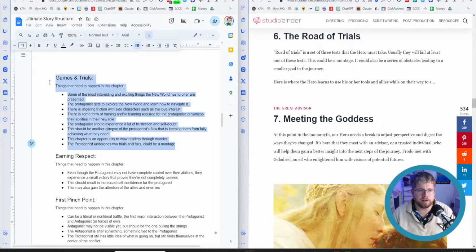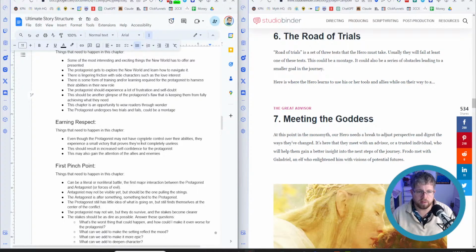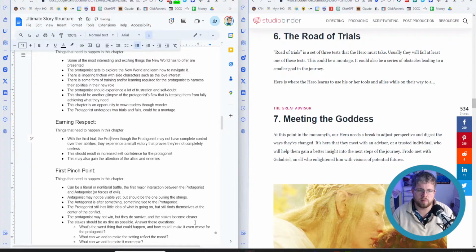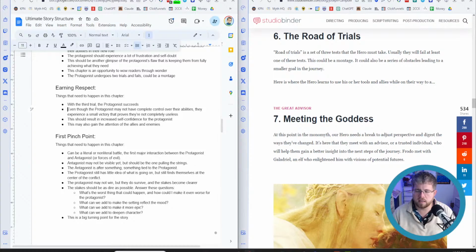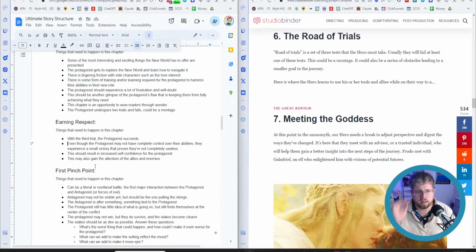Yeah, I think this could maybe be 2 chapters, this games and trials, where one chapter is one trial and the second chapter is the second trial, failing both times, and you also get some of this other stuff sprinkled throughout the 2 chapters. But then with the third trial, the protagonist succeeds. Yeah, that's all fine. And we get a sense that they're earning respect.